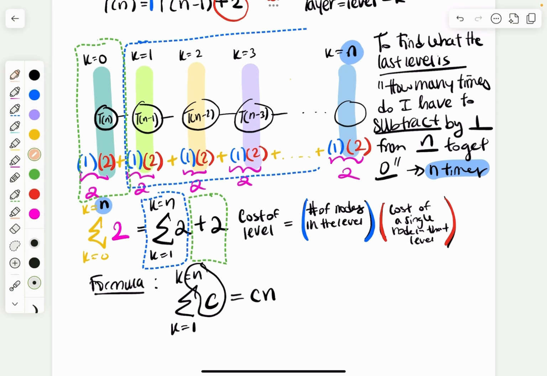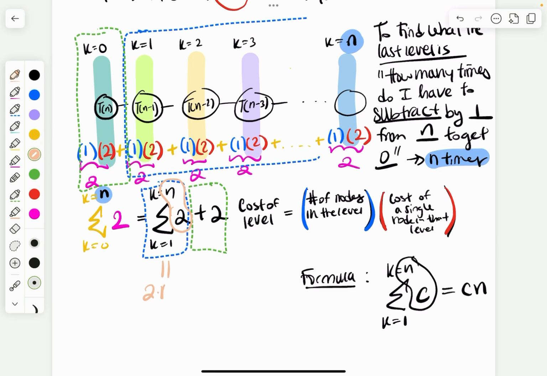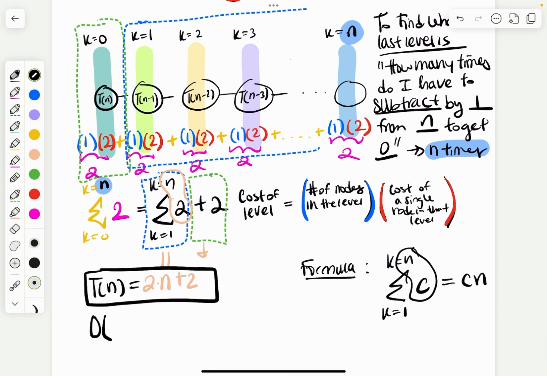So the formula says, just take 2 and multiply it by n. This here becomes 2 times n because you're literally saying, hey, I'm adding up 2 n times. So just write 2 times n, and then drop down the plus 2. And then you get that your T of n, the time taken to solve this problem, is equal to 2n plus 2. And to find your O, you get rid of any constants.